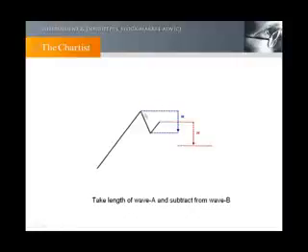So we measure the length of wave A, then we project it out from the wave B of that point. So usually that is a 1-to-1 ratio. Another way we can do it is we take this distance here and we project that out by a certain percentage as well. And what that will do is give us a cluster of points down here.